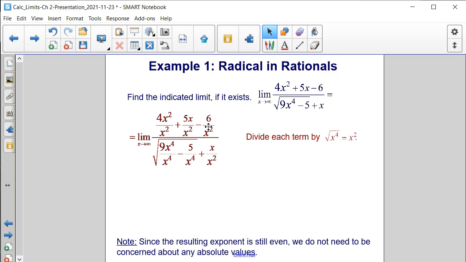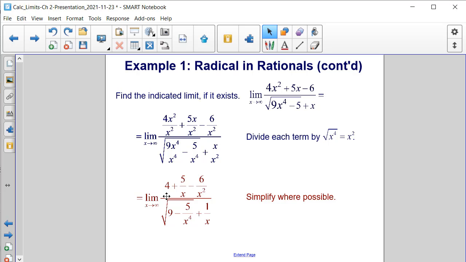Since all of the terms in the numerator did not contain a radical, we divided all of them by x squared. In the denominator, the first two terms were inside of the radical, so we're dividing them by the square root of x to the 4th. That way it does simplify to x squared, which is what we're dividing by on the outside of the radical. It is worth noting that the resulting exponent, when you take the square root of x to the 4th, for x squared is still even. So we do not need to be concerned about any absolute values when working with this function.